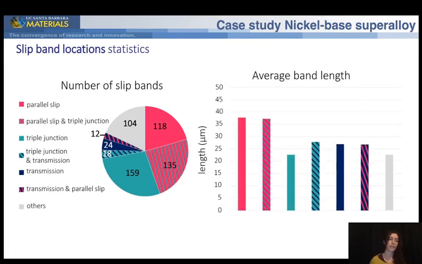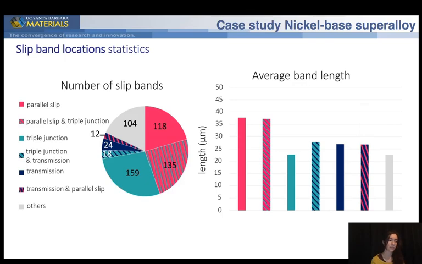We can make a similar observation about the length of the slip bands. In other words, when we consider the most critical slip bands, which are the longest and most intense ones, we see that they are all connected to the macrostructure. And this observation was only possible because we have 3D data.